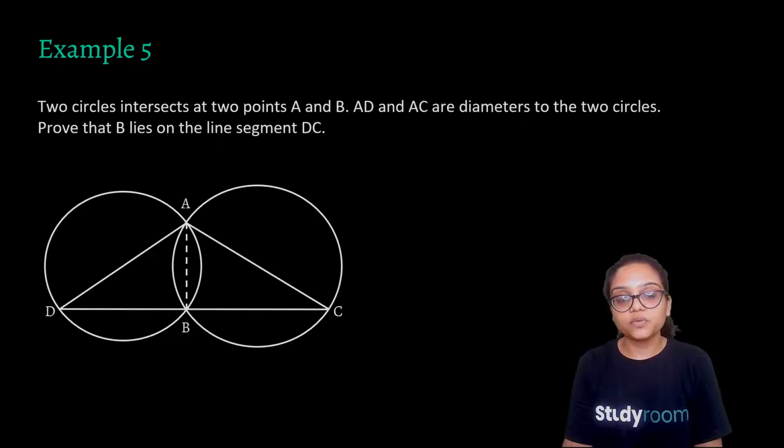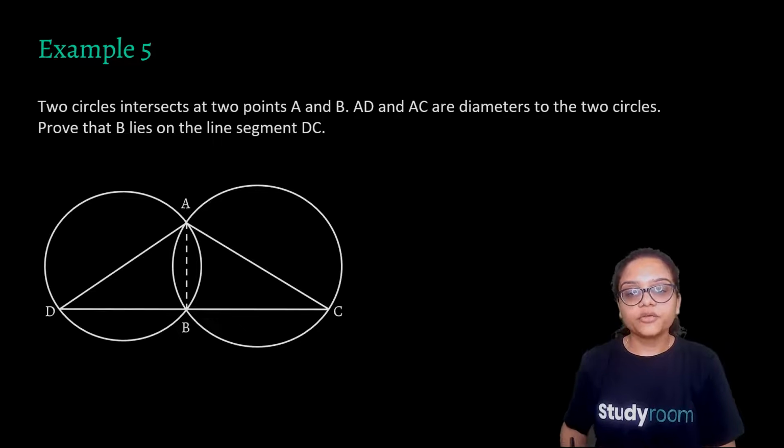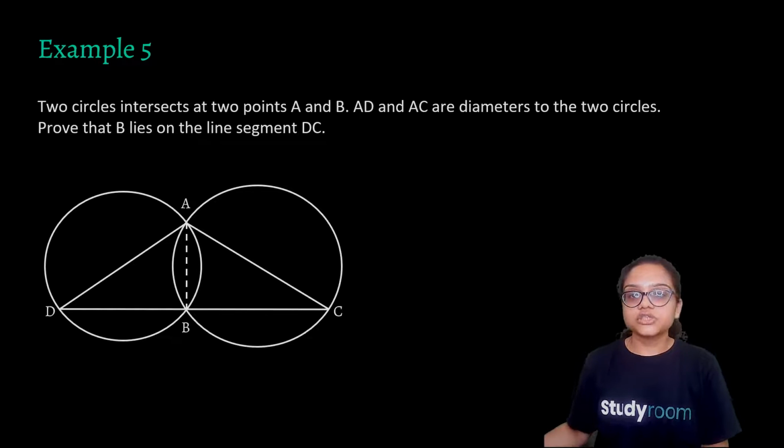Two circles intersect at two points A and B, and AD and AC are diameters of the two circles. Prove that B lies on the line segment DC. Just pause me out and try it by yourself first. Okay. I hope you have tried it out by yourself first, and if you get the answer, very good. If not, just look here.